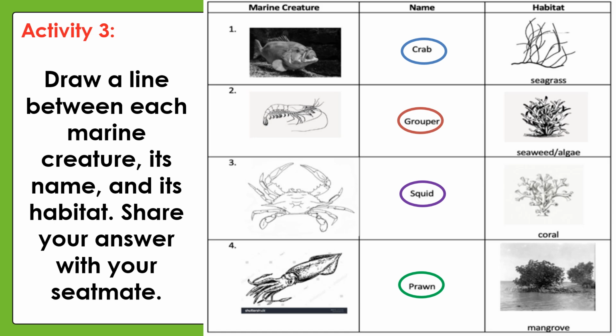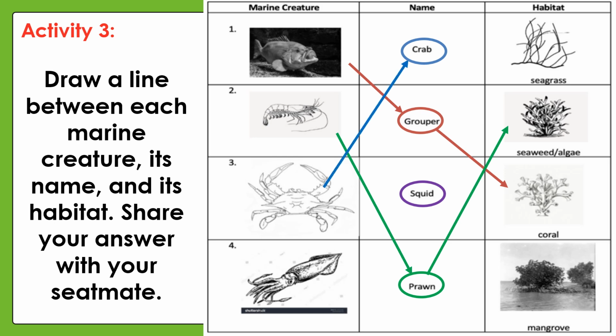Activity number 3. Draw a line between each marine creature, its name, and its habitat. Share your answer with your seatmates. Number 1, this is grouper. Its habitat, coral. Number 2 is prawn. Its habitat, seaweed or algae.